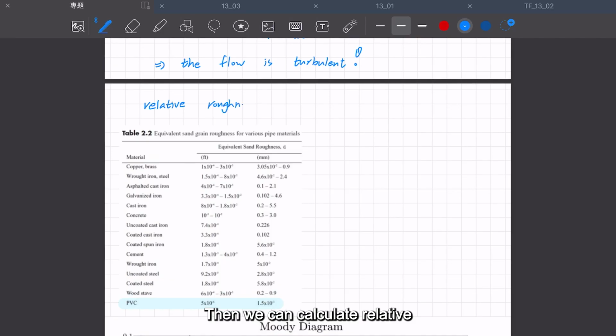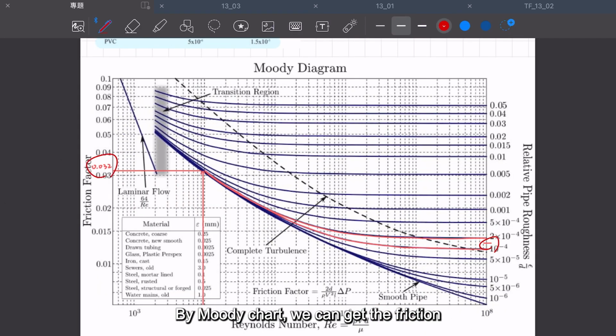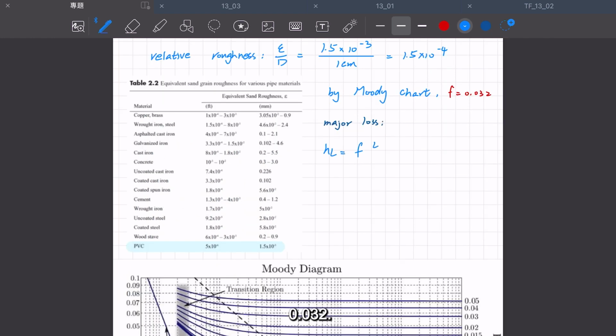Then, we can calculate relative roughness, which is Epsilon over D. By the Moody chart, we can get the friction factor f equals 0.032. We then have the major loss, which is 0.129 meter.